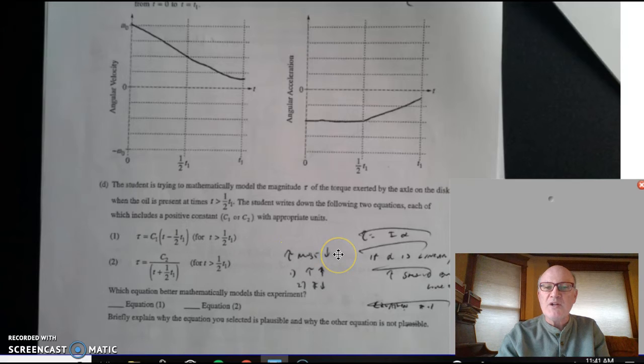We know that the torque must be decreasing, and so if we look at number two, even though I don't really like this denominator as t plus 1/2 t1, nevertheless, as t increases, the denominator increases, the entire expression decreases, and torque would decrease as time increased. So I chose expression number two with the explanation that in expression number one, the torque increases. Expression number two, the torque decreases. So that's our response to question number 3.